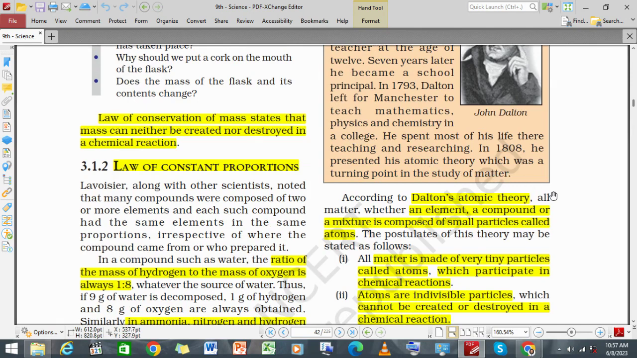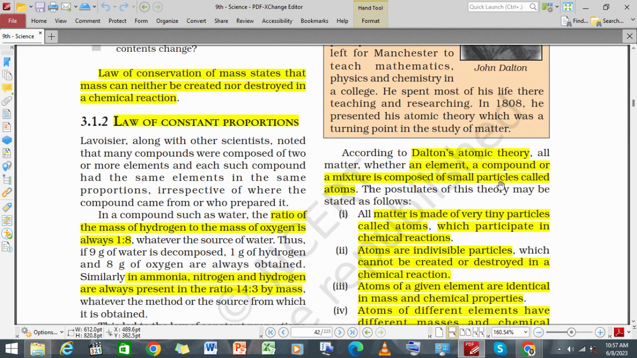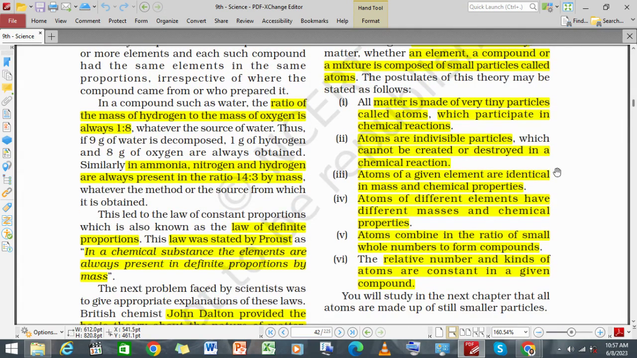Now, Dalton's atomic theory. An element, a compound, or a mixture is composed of small particles known as atoms. These were his words, and he gave several postulates. Matter is made up of very tiny particles called atoms, which participate in chemical reactions. Atoms are indivisible particles which can neither be created nor destroyed in a chemical reaction.